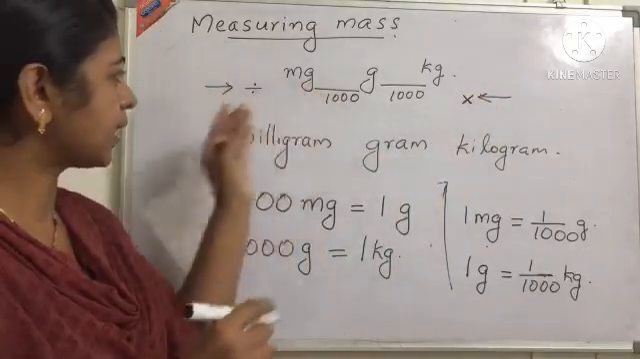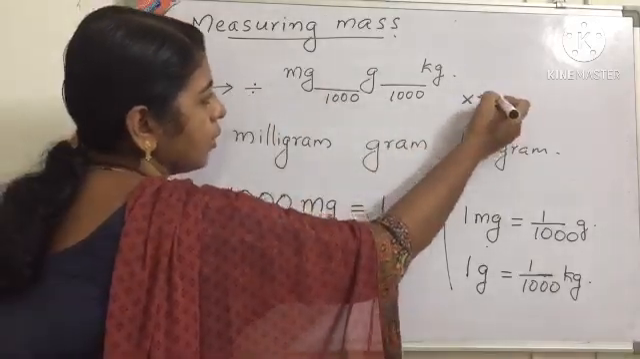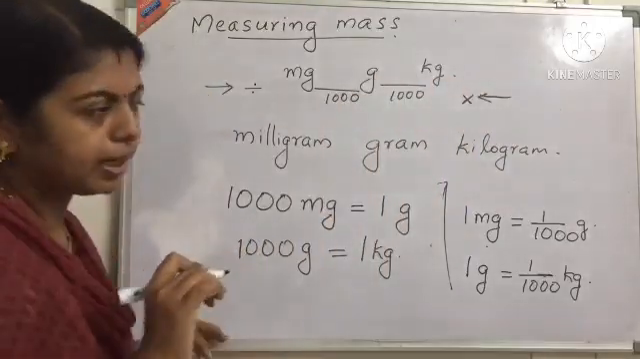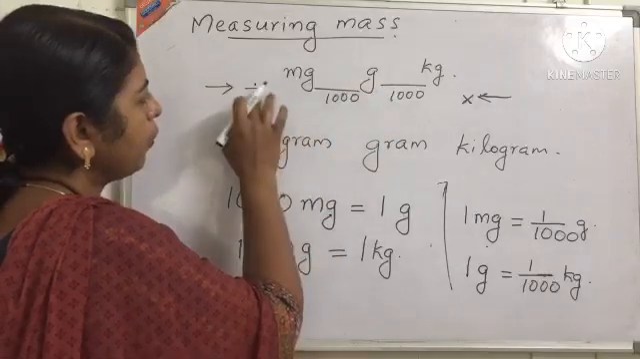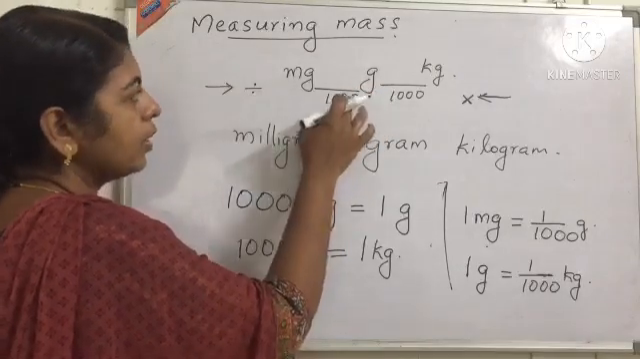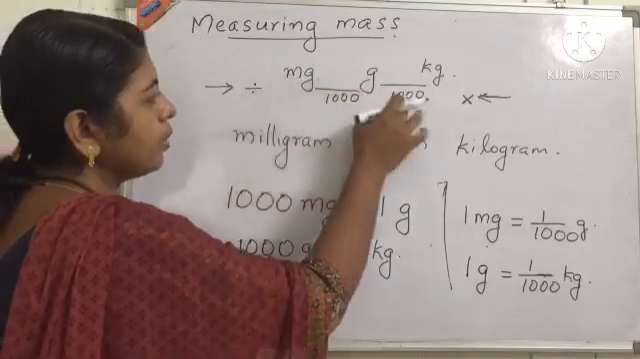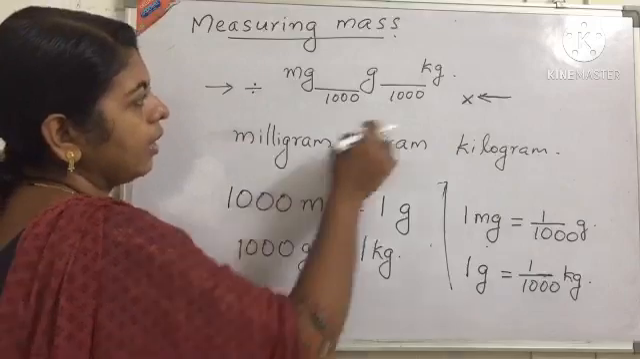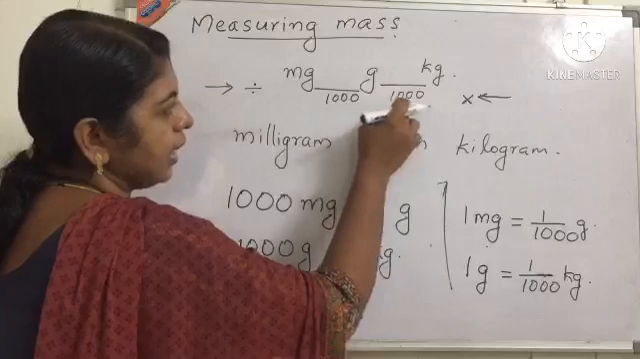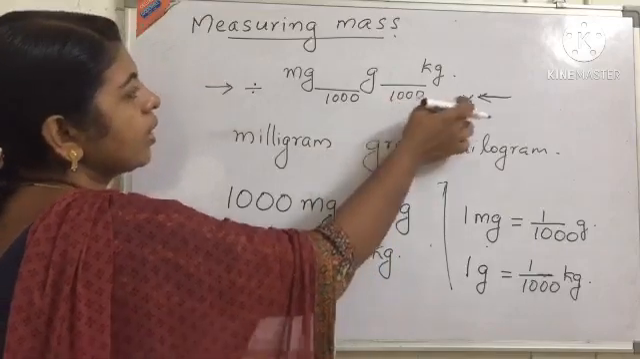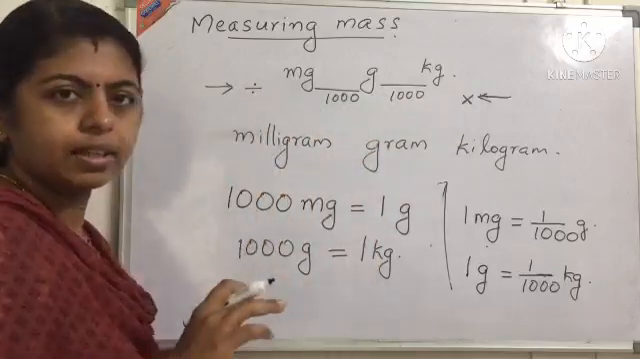It's going to this direction. From left to right, we want to divide, and going from right to left, we want to multiply. That is, to convert milligram to gram, we want to divide with 1000. To convert this gram to kilogram, we want to divide with 1000. And to convert the kilogram to gram, it's the other direction. Multiply with 1000. Convert gram to milligram, multiply with 1000. Is it clear?